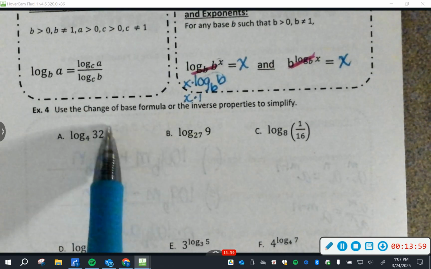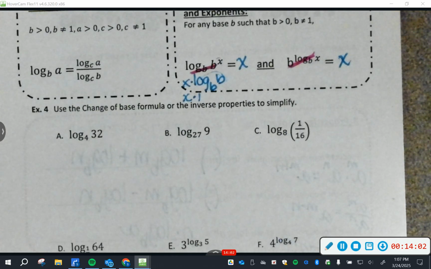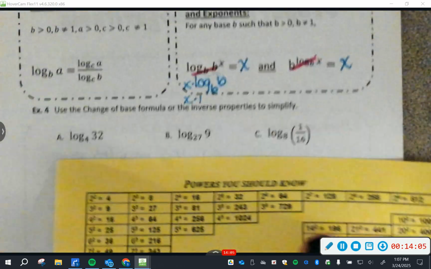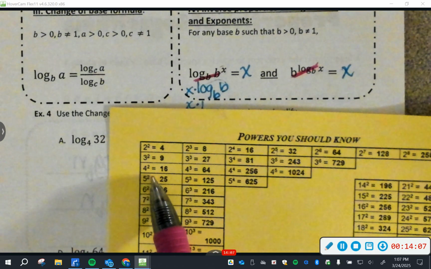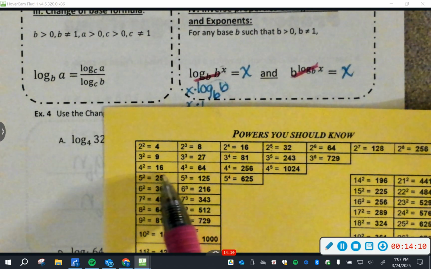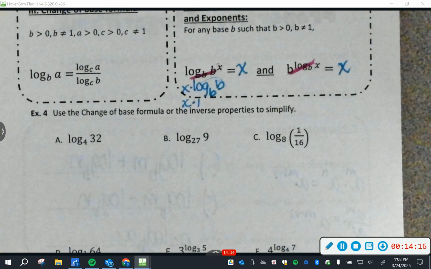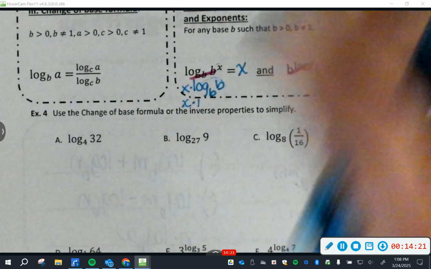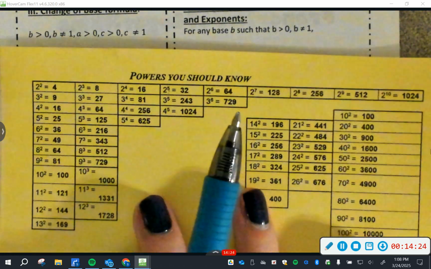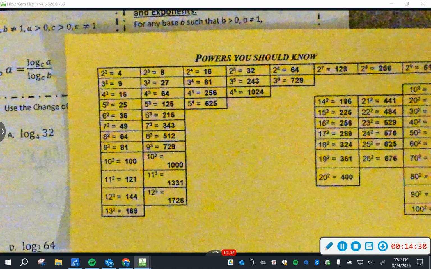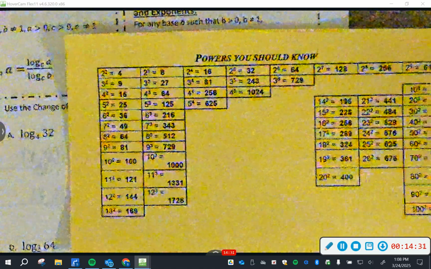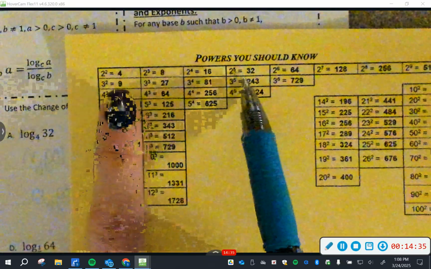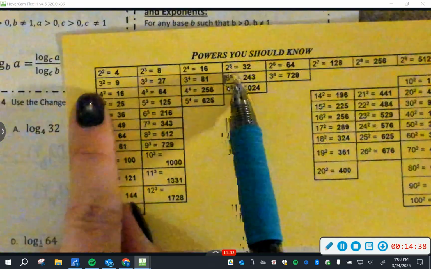Okay? All right, I want to simplify log base 4 of 32. And if I look at my power chart for powers of 4, 32 is not a power of 4. Okay? So, you know what? I don't like that base. I want to change it. And I can change it to anything I want. Let's think about 4 and 32. Let me get my power chart back out. Are 4 and 32 powers of the same number? Can I write them as powers of the same number? Yeah.